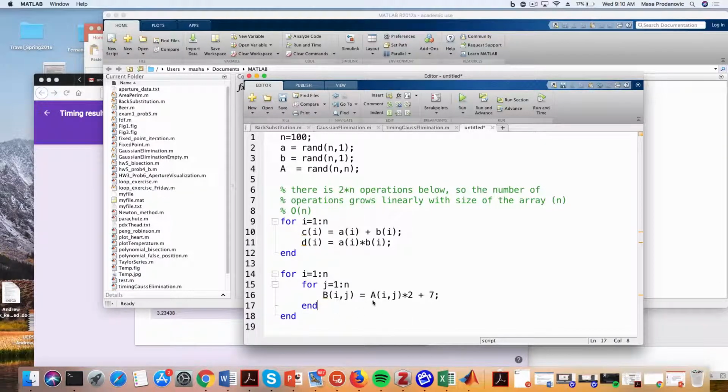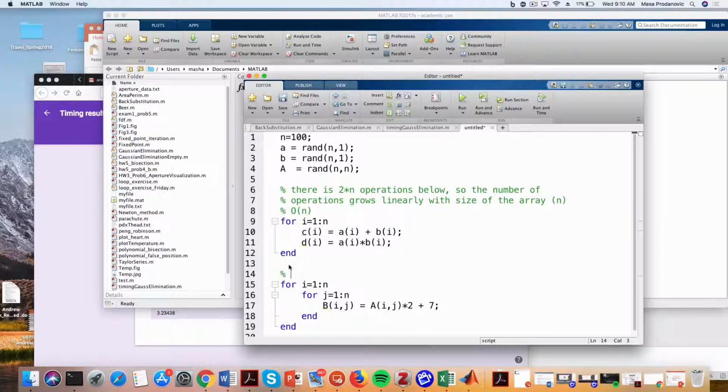How many times do I repeat this line? N times n. For every i I execute this loop, and I have n i's. Yes, it's n times n. So this is n squared.